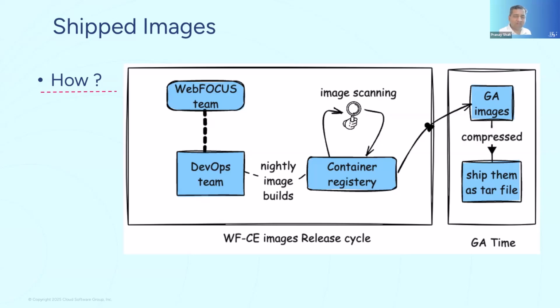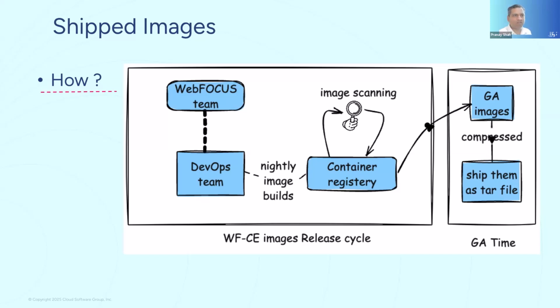The day we decide to do GA, we take them out, compress them, and ship them as one tar file. Now, I'm sure the question comes: hey, my other vendors or other people that I work with don't have a tar file. They just give me a public registry where I just pull the images. And I think it's a valid question.